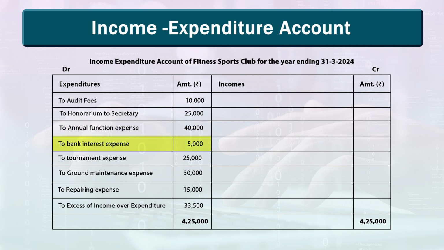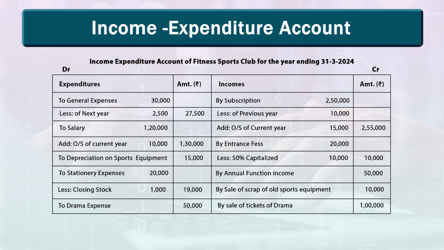The bank interest expense which is recorded is rupees 5,000. The tournament expenses is rupees 25,000. Ground maintenance expense is of rupees 30,000. Repairing expense is of rupees 15,000.